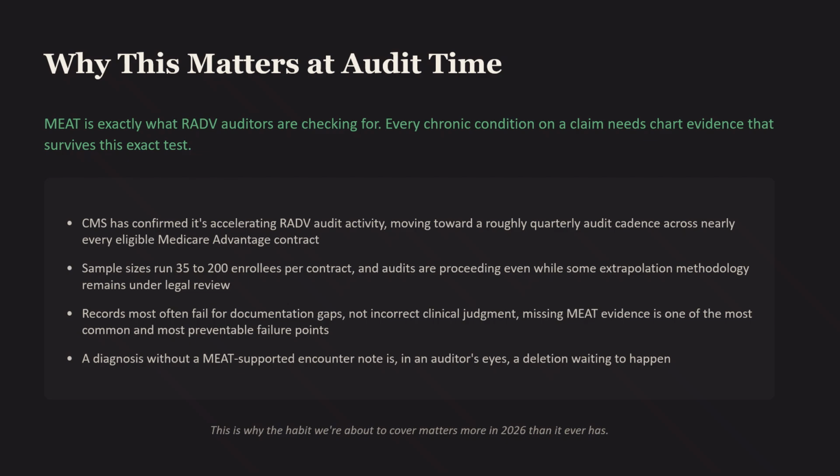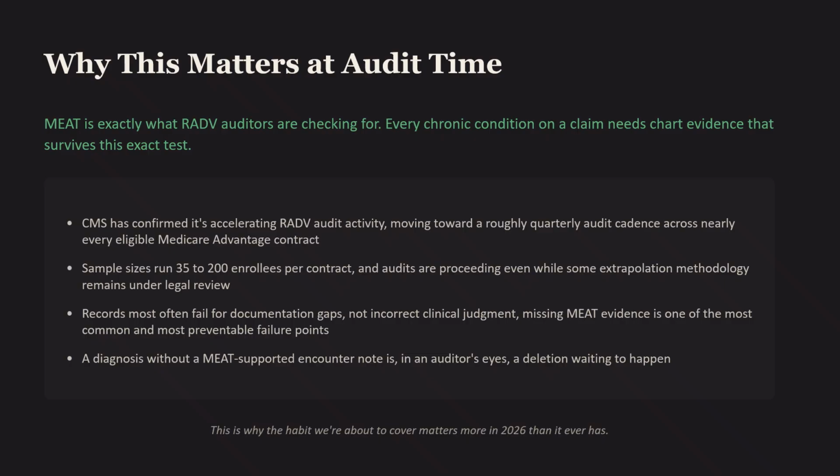So I want to clarify why this specific mistake is so important, why it matters so much right now. And that's because MEAT is exactly what RADV auditors are checking for. Every chronic condition reported on a Medicare Advantage claim needs chart evidence that survives this exact test.